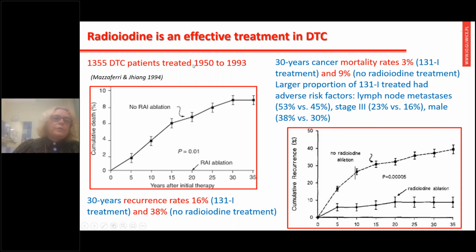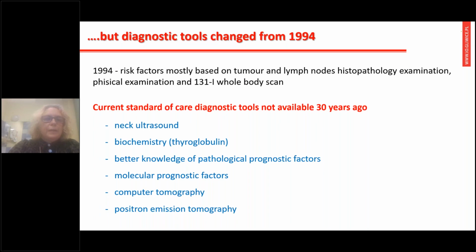But we should also look at the time when the patients were treated. It was between 1950 and 1993. So our tools to diagnose the patient, and our knowledge of the prognostic factors in differentiated thyroid cancer, were completely different from what we know now. In 1994, in this work by Mazzaferri and Young, risk factors were mostly based on tumor or lymph node histopathology, and after the operation on physical examination and whole body radioiodine scan. Nowadays, our standard of care diagnostic tools were not available 30 years ago, and they are completely different.